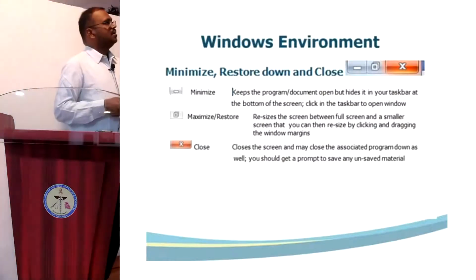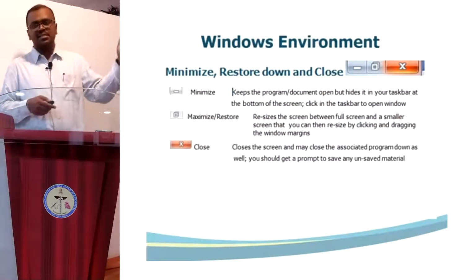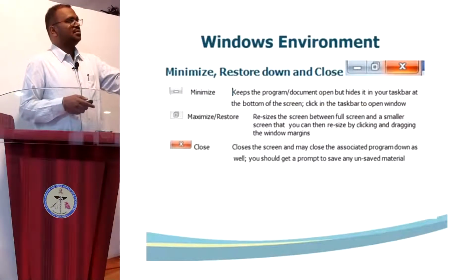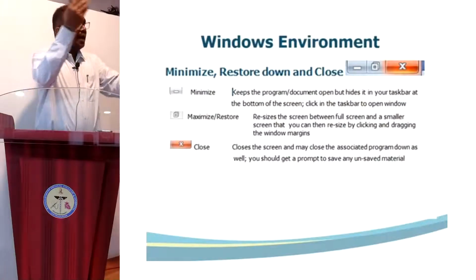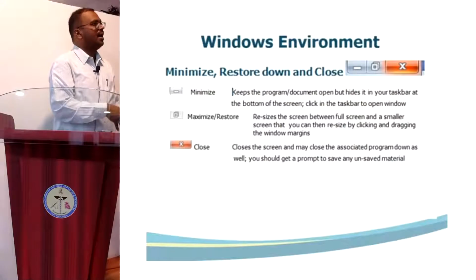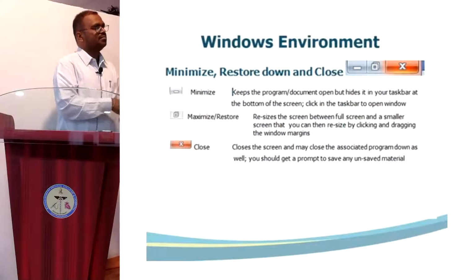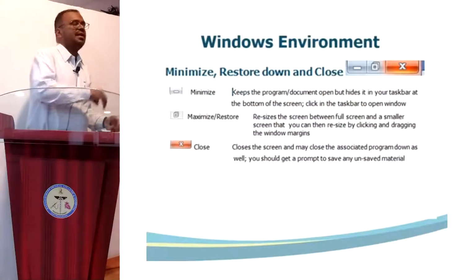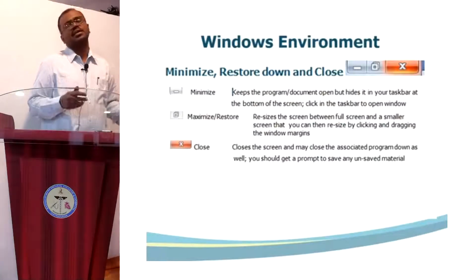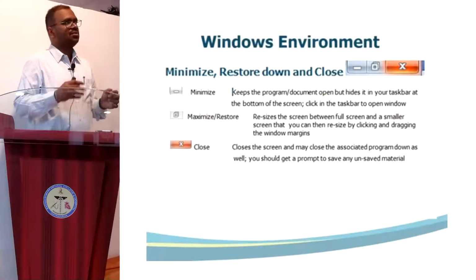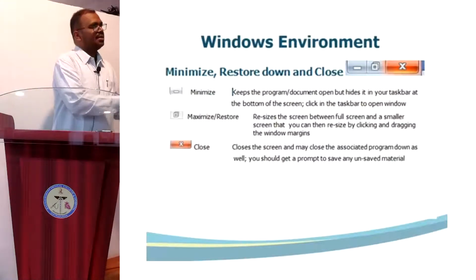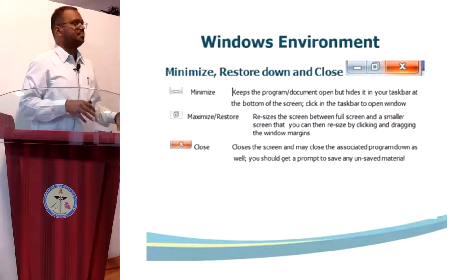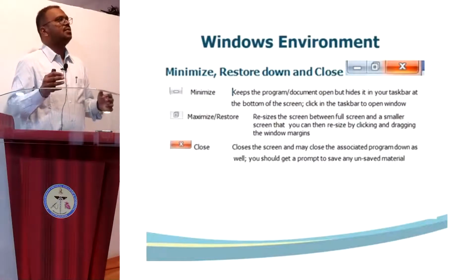In the next slide you can see minimize. Minimize keeps the program or the document open, but hides it in your taskbar at the bottom of the screen. Again when you click it, it will open the window. That is the function of minimize. The document stays open but sits at the taskbar at the bottom of the screen. To open it again, you have to click that same taskbar.